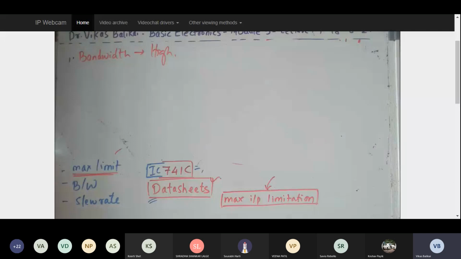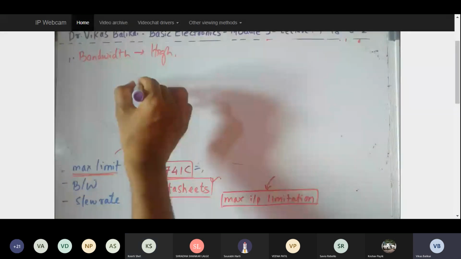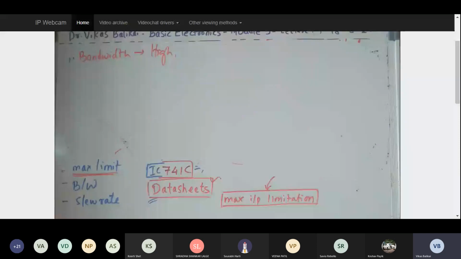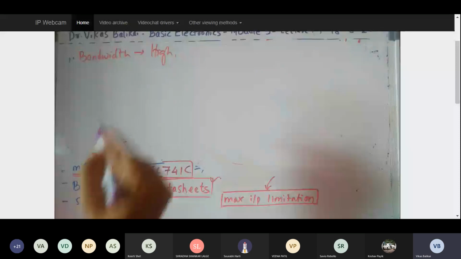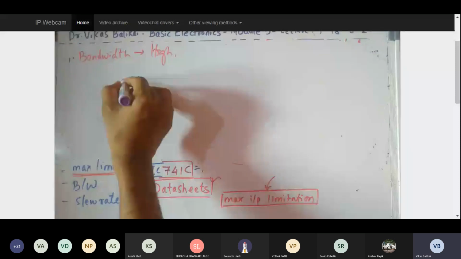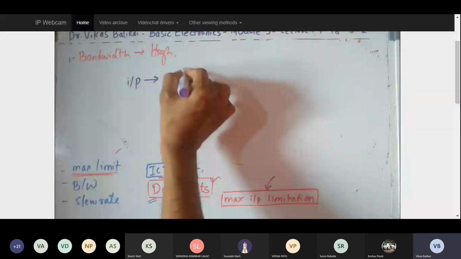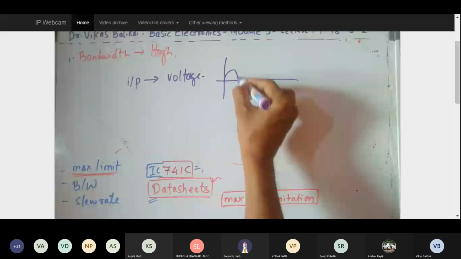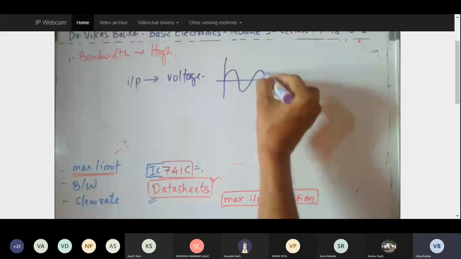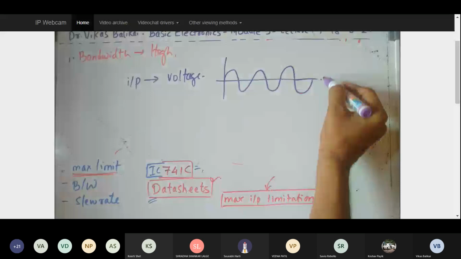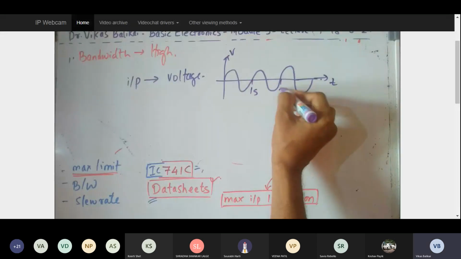So why should we have high bandwidth? With less wavelength. Okay, fine. Again, we are getting too deep in terms of the signal structure. Let's not get into that. I talked about giving input in terms of voltage. Let's say I am giving the input. This is my input signal. Now can anybody quickly tell me what is the frequency of this?